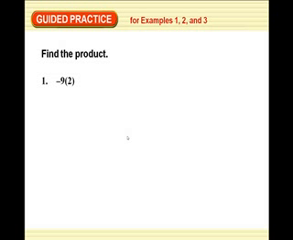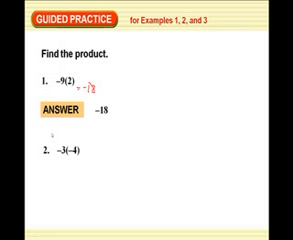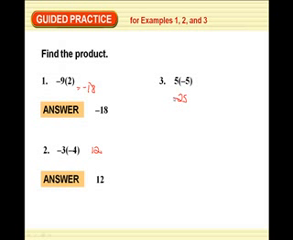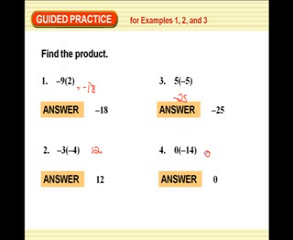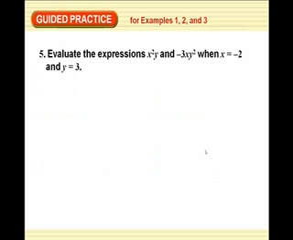All right, so let's do some guided practice. 9 times 2 is 18. The only one negative makes it negative 18. We're done. 2 negatives make a positive. 3 times 4 is 12. Done. 5 times 5 is 25. 1 negative makes it negative 25. And there's our 0. Anytime you multiply by 0, don't worry about any signs. The answer is just plain 0.